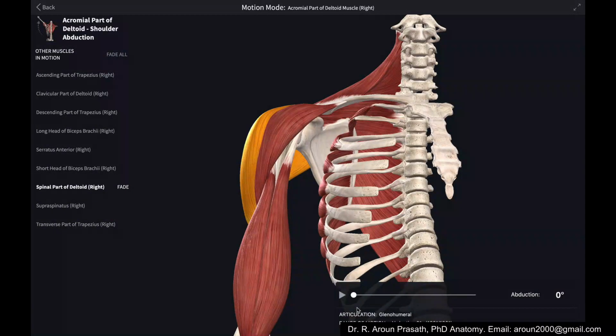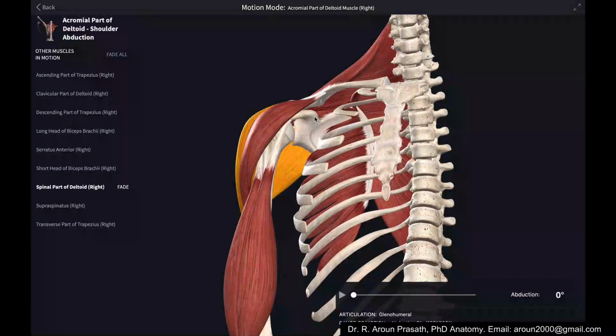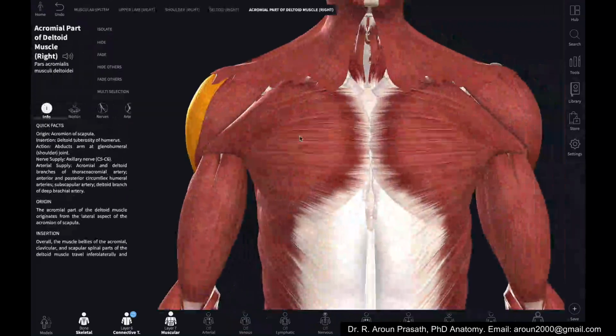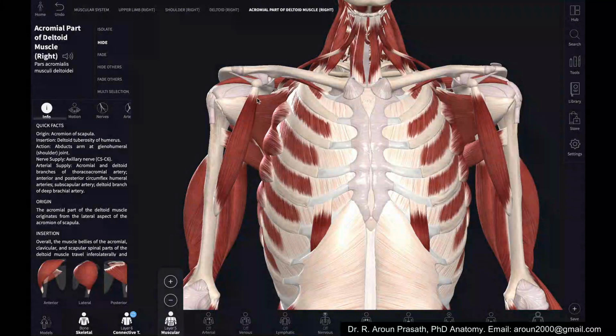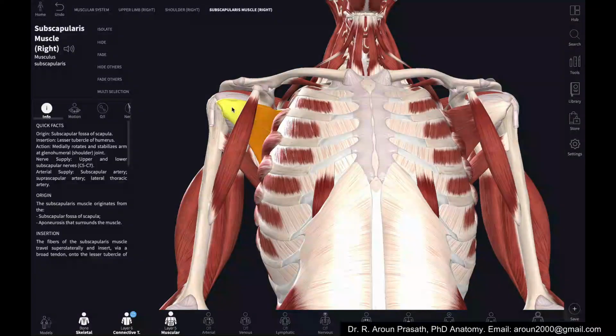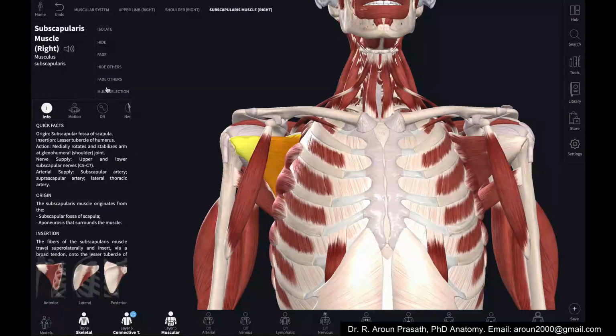Okay, and this is called scapulohumeral rhythm. And there is another important thing that you have to understand. Up to 45 degrees the movement is done by the rotator cuff muscles. Okay, there are muscles around the shoulder joint. For example, this, I will select this.